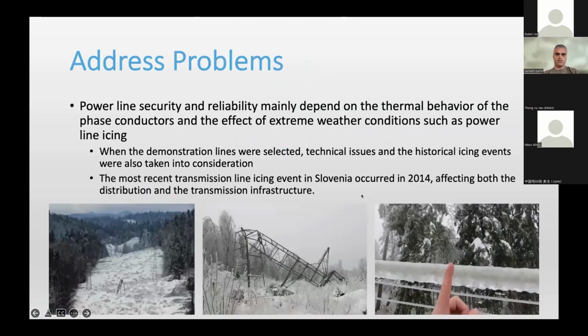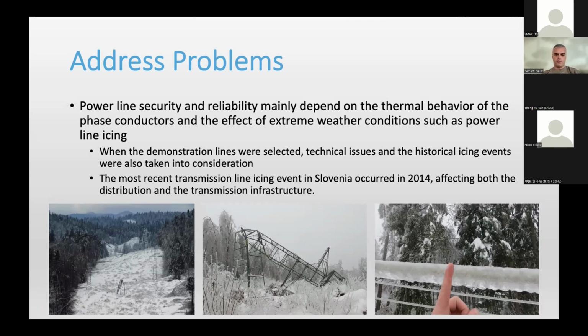So the problem we addressed, on one side, as I mentioned, is the dynamic line rating to get more capability and more reserve from the line. The other is real cases which happened in the past, much before we started our FLEXITRANSTORE project. Power line security and reliability mainly depend on the thermal behavior of the phase conductors and the effect of extreme weather conditions, such as power line icing. We were mainly concentrating on different kinds of extreme weather conditions, mainly icing events, which can be detected and also predicted based on the dynamic line rating system.